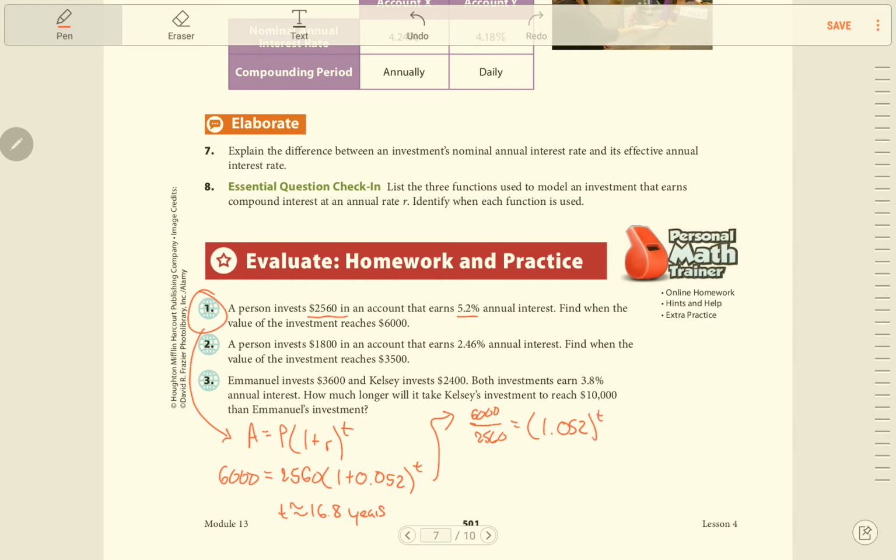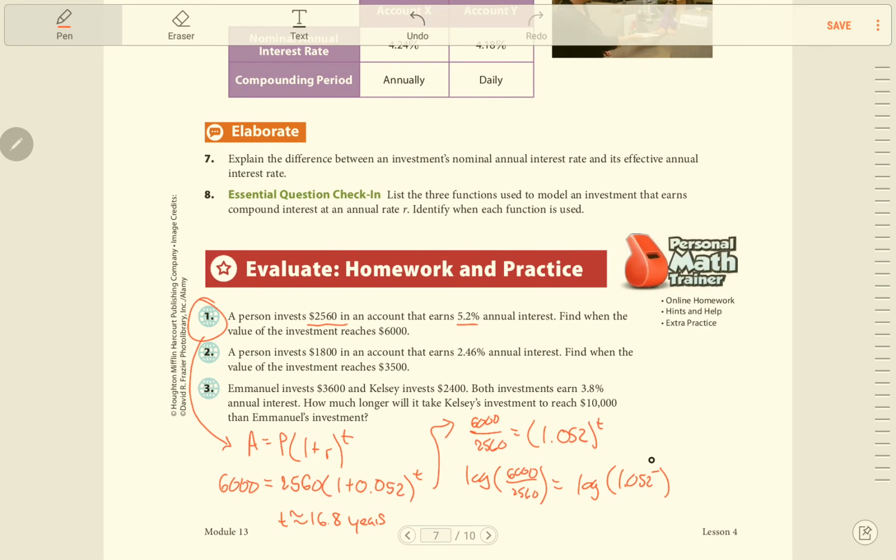You can use natural logarithm, you can use log base 10, you can use log base 1.052, whatever you're most comfortable with. I'm going to use the log base 10. So remember, when I write just log, that means log base 10. Remember, properties of logarithms: when you have an exponent inside your logarithm, we can bring that exponent out front. So it's t times that, and so we'll divide both sides by this logarithm right here. So that cancels, and there's our answer. T is exactly this value.